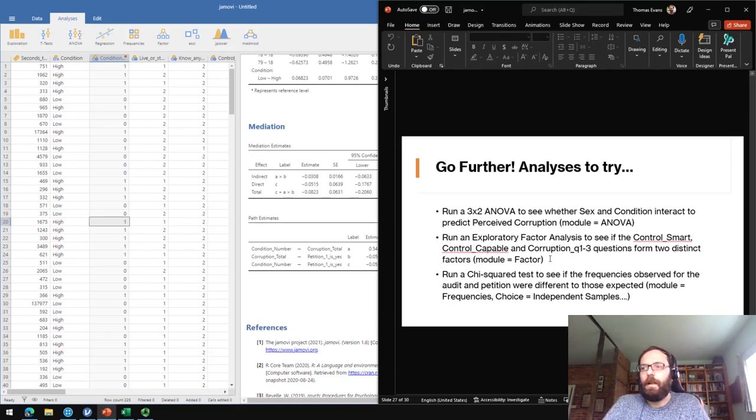And finally, you might want to run a chi-squared test to see if the frequencies observed for audits or petitions were different to those expected by chance. So 50-50 as to whether they will or won't sign the petition and recommend an audit. And for that, you might want to use the frequencies module. So I will encourage you to pause the video, and I will only very quickly run through these afterwards just to confirm. So please do take a minute to try and have an exploration of these different options, and come back when you're ready.